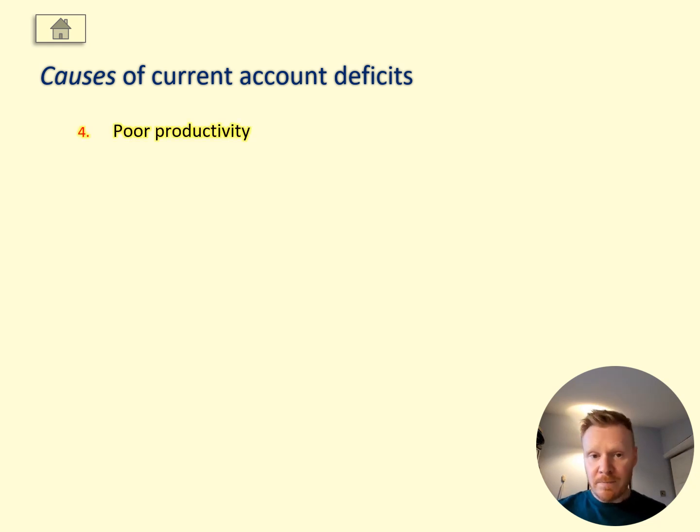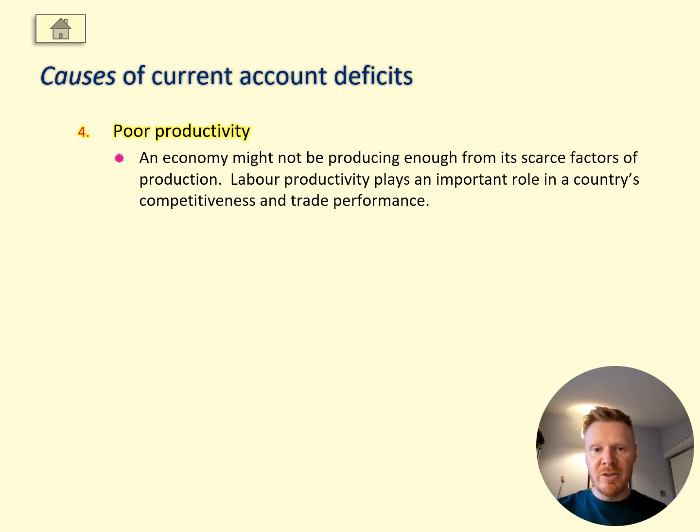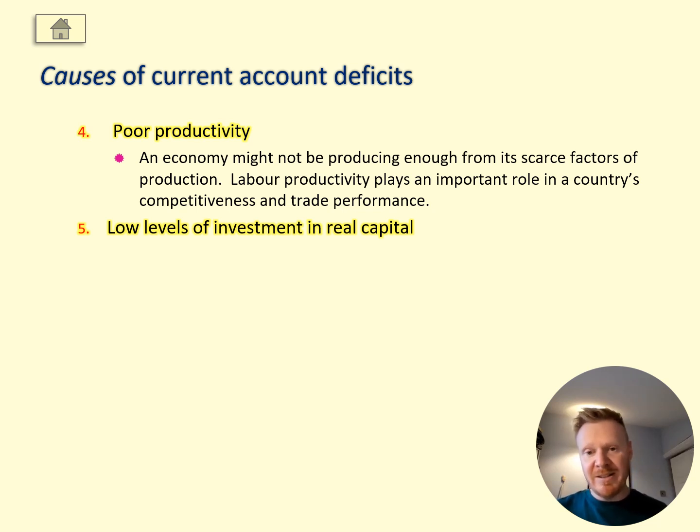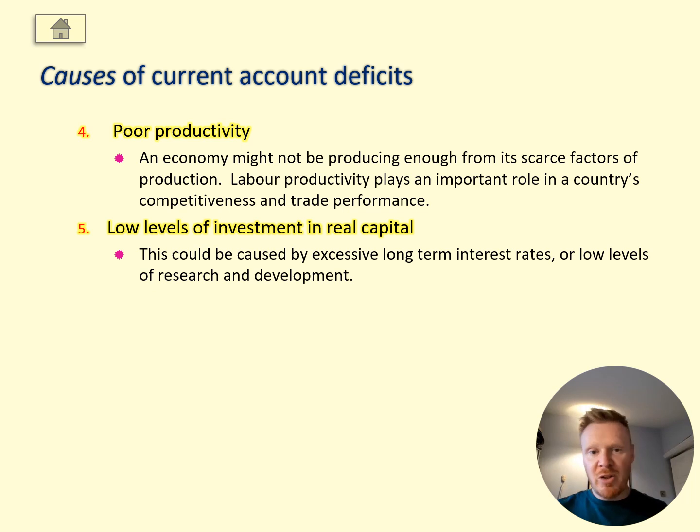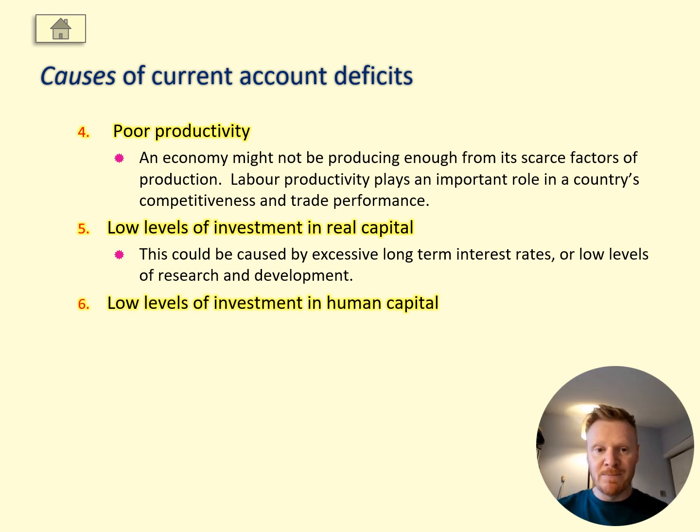Further causes: poor productivity. So an economy might not be producing enough from its scarce factors of production. Labour productivity plays an important role in a country's competitiveness and trade performance. We could have low levels of investment in real capital, and this is a particular problem for the UK economy. So this could be caused by excessive long-term interest rates, low levels of research and development.